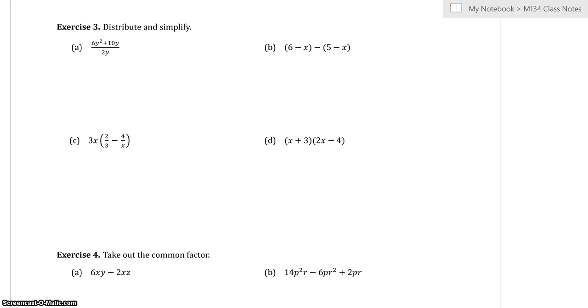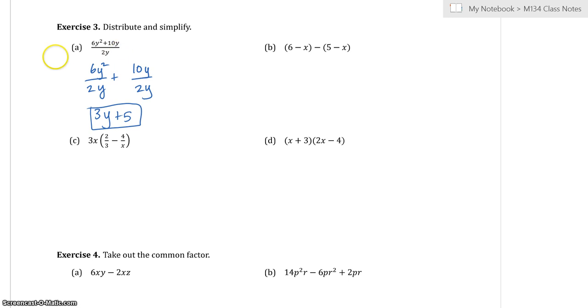Are you ready? Here are the answers. I'll go ahead and do part A together. 6y squared, you could split this up into 2. There were 2 ways of doing this. I'll just do it this way because 6y squared divided by 2y we know is a 3. 6 over 2 is 3, and we have 1y there. And then this would be 10 over 2 is 5, and the y's cancel. And that would be the answer.